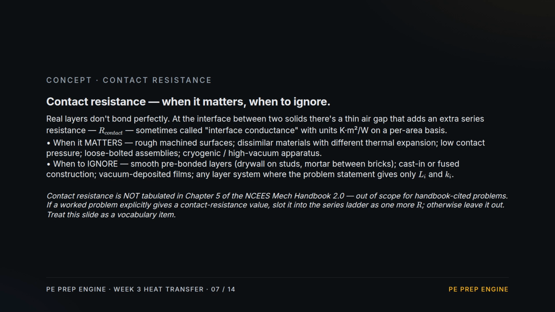Ignore it for smooth pre-bonded layers, like drywall on studs or mortar between bricks, cast-in or fused construction, vacuum deposited films, or when the problem gives only thickness and conductivity per layer. Caveat: it's not in Chapter 5 of the handbook, so it's out of scope for handbook-cited problems. Given a value, add it as one more series R.